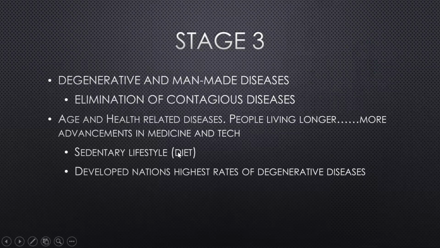Okay, stage three. This is marked by degenerative and man-made diseases. So we see the elimination of contagious diseases, but we begin to see degenerative and man-made diseases. So what do I mean by that? I mean things like heart attack, stroke, diabetes, those kinds of diseases. Age and health related diseases, I could say. So as people live longer, human beings are beginning to see the effects of living long, as our bodies begin to decay. But at the same time, we're seeing more advancements in medicine and tech, so that's why people are able to live longer.